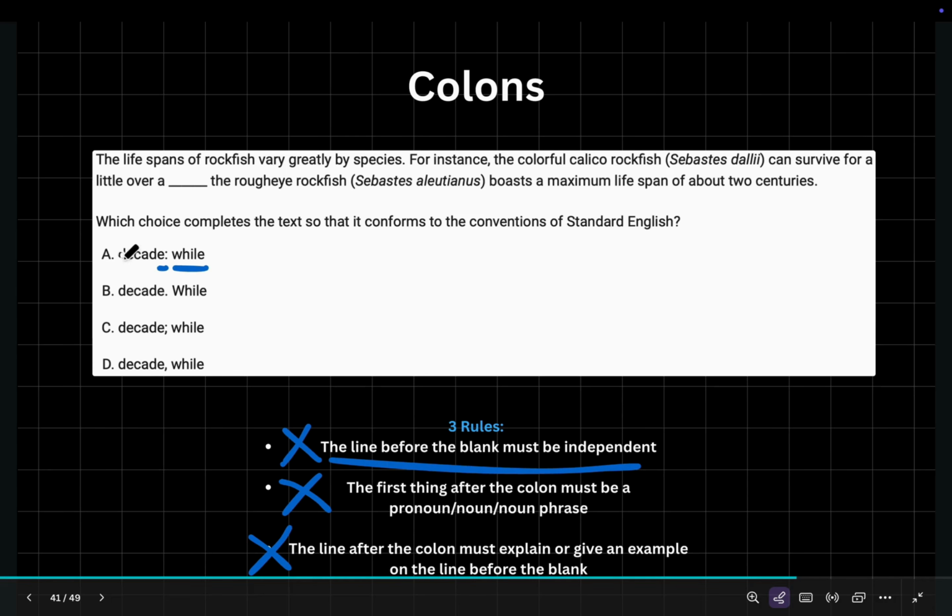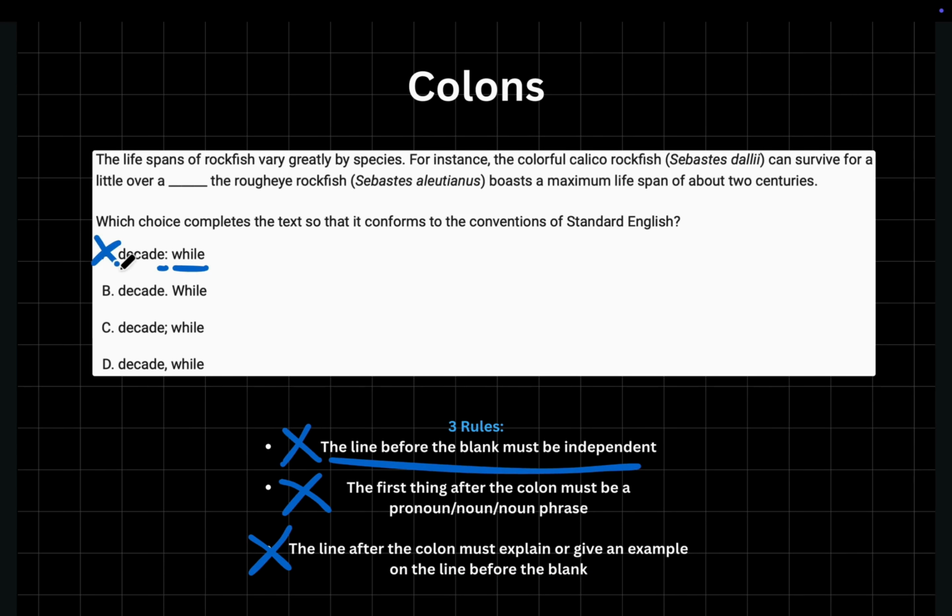Now that we know that choice A is wrong, what about the other choices? So we know the question is in the independent dependent format, meaning that we cannot pick the choice with the period or the choice with the semicolon. However, we can pick the choice with the comma, therefore choice D is correct.